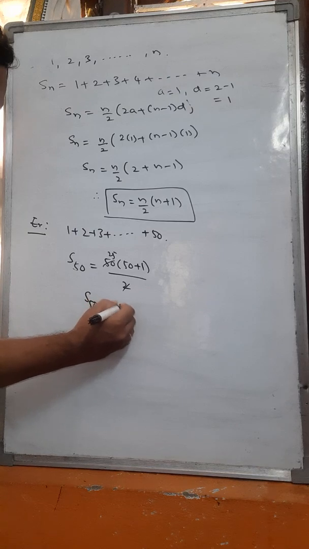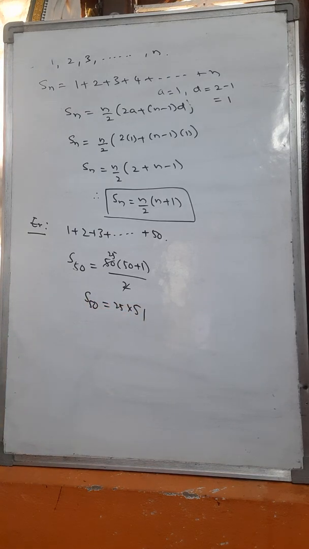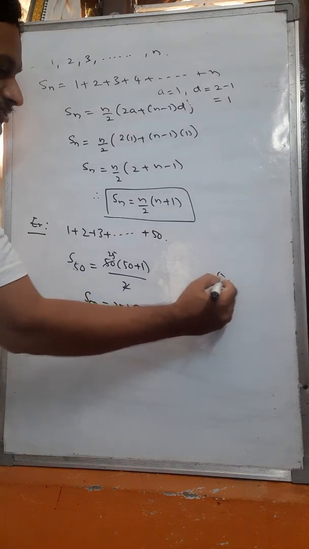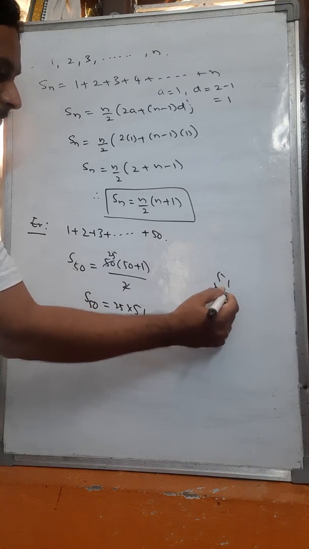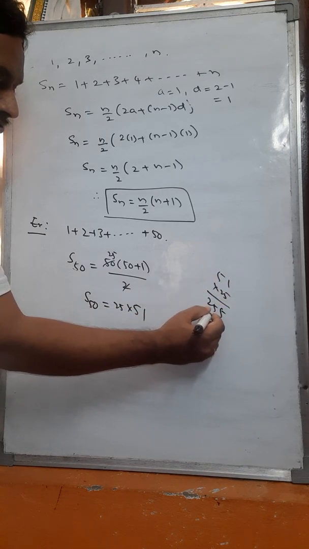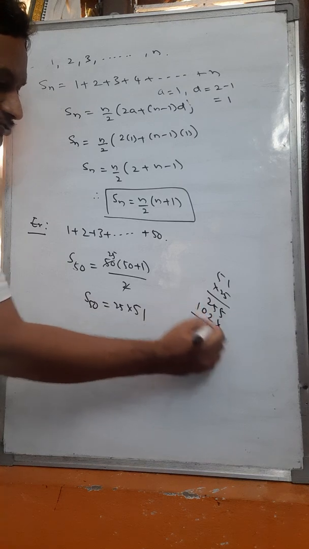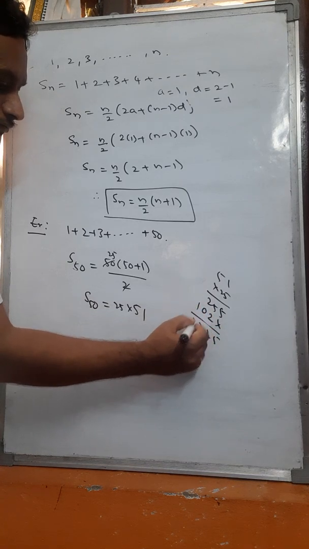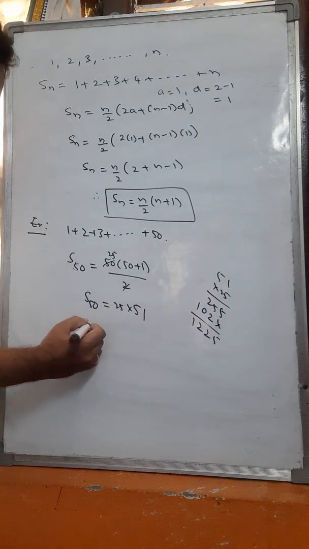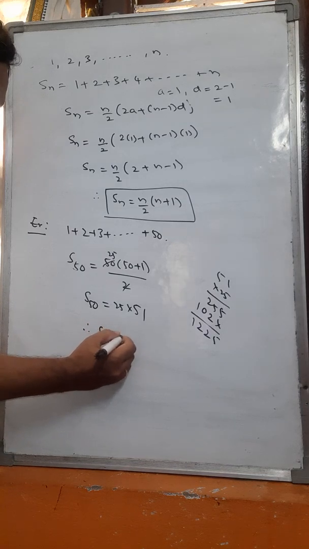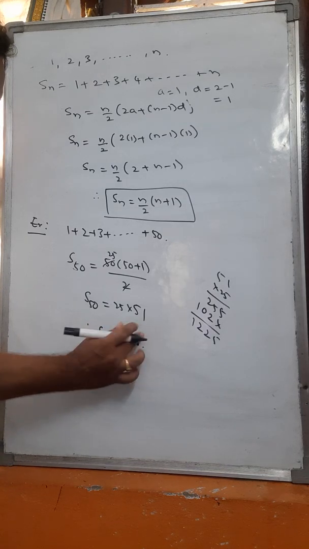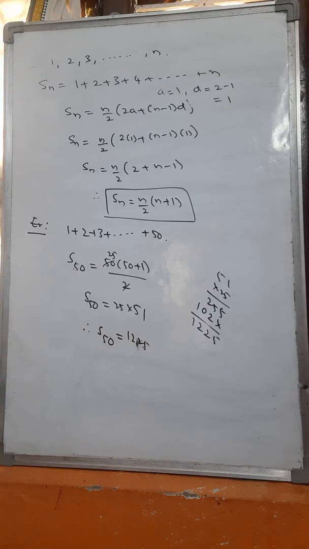S50 is equal to 25 into 51. So 51 into 25 is 1275. Therefore S50 is equal to 1275. The sum of the first 50 natural numbers is 1275.